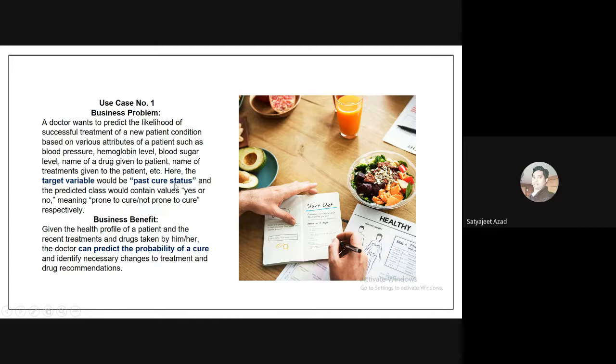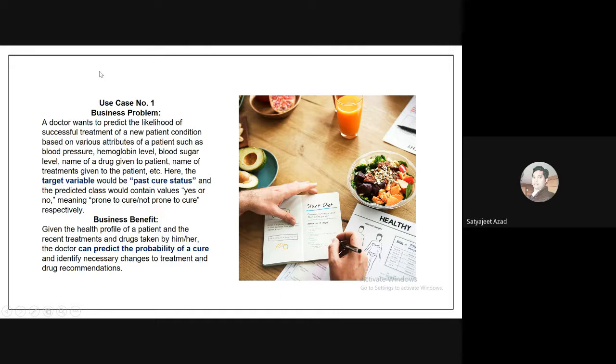So in a typical classification problem, you have different feature variables, and you have at least one target variable. That is the class label. In this class label, you give two labels, cure or not cure. So this is one business problem that most of the healthcare industry tries to focus on. And what business benefit do you get once you have this scenario and you have the data?